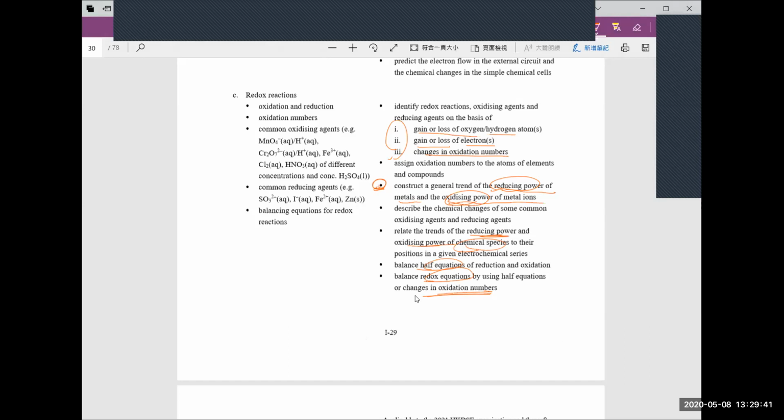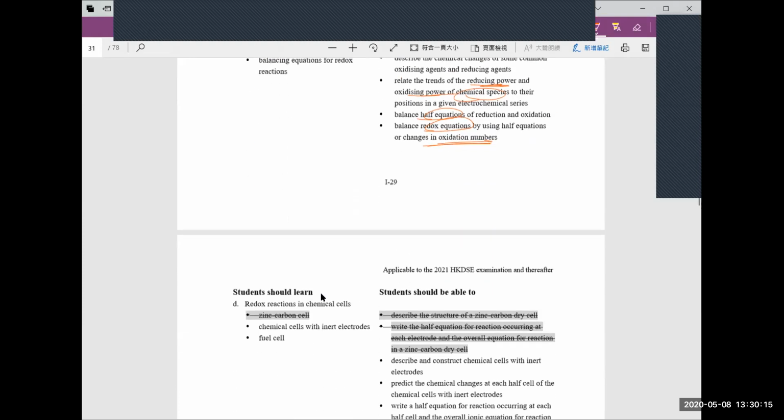Common oxidizing agents that you need to know are acidified permanganate, acidified dichromate, iron(III), chlorine, and dilute or concentrated nitric acid. For reducing agents, we usually refer to sulfite, iodide, iron(II), and some metals of quite high reactivity. Okay, this is what you need to know.